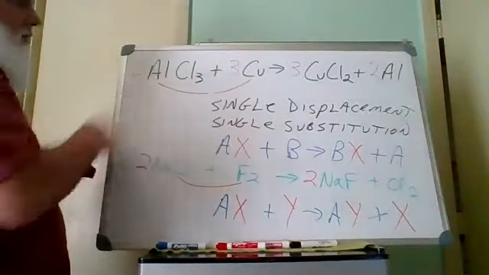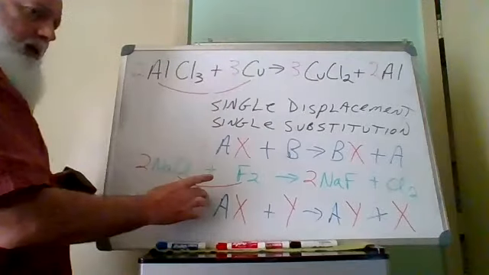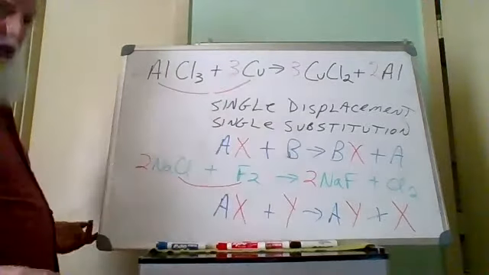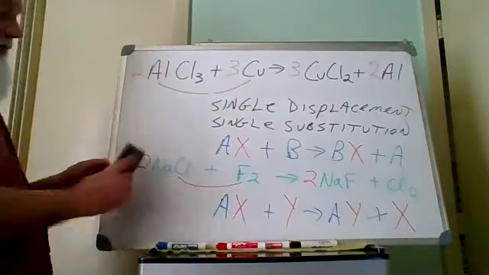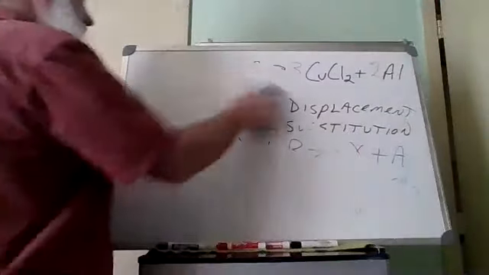Well, let's see. If we can substitute up here the metal cation and down here the anion, can we do both of them in one reaction? Can we substitute both the cation and the anion in just one reaction? And the answer to that is yes, as we'll see in this next example. So let's have a look at it.